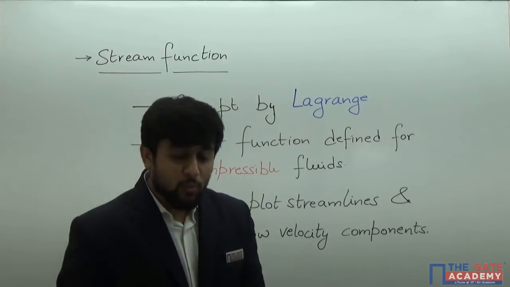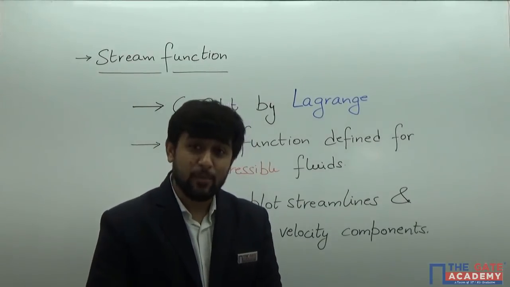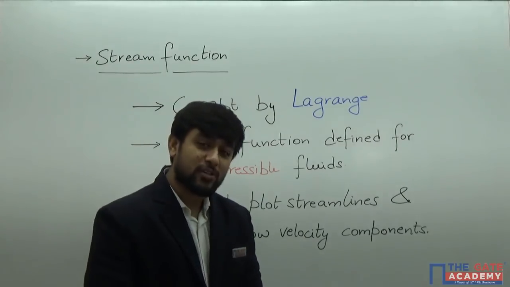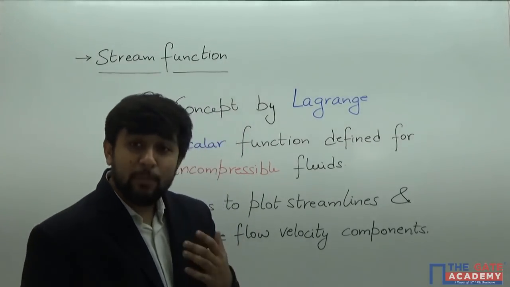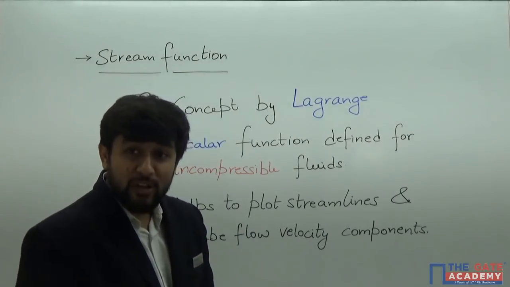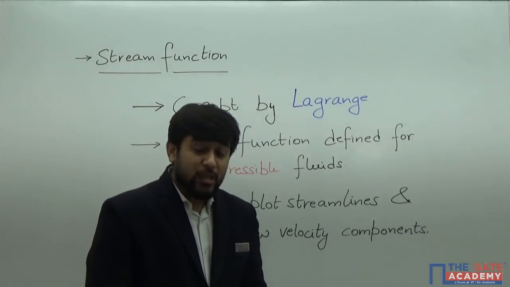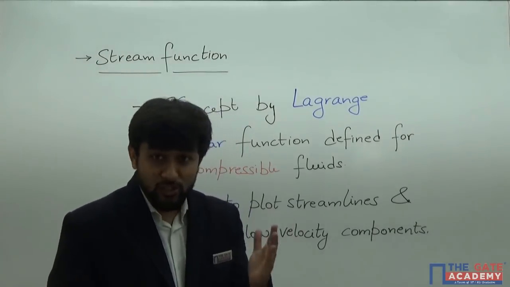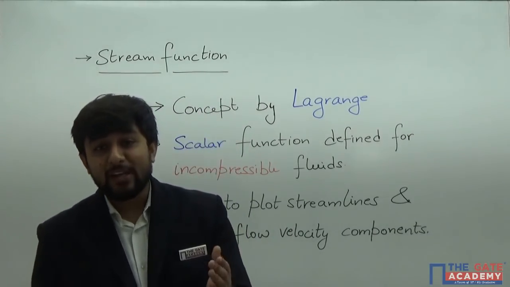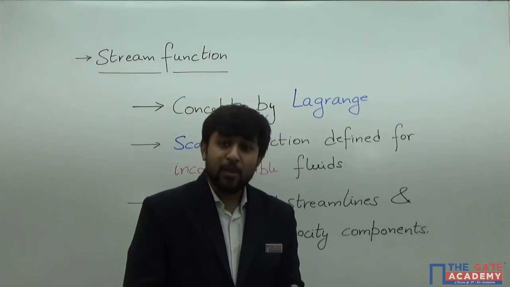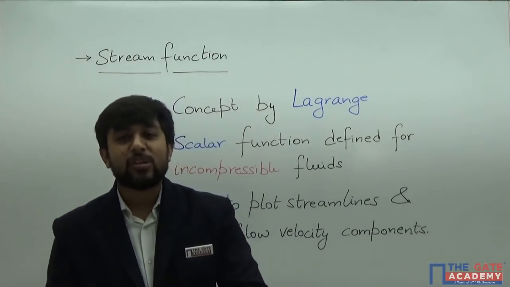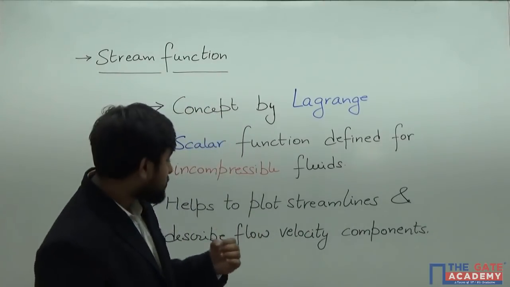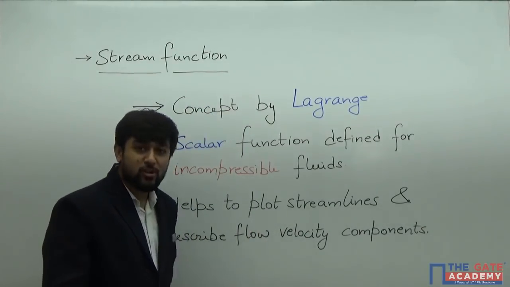And since we are more concerned about GATE examination, we will talk about the Lagrangian definition of the stream function. Now this function can help us plot the streamlines in the flow field, and if you remember, the streamlines are imaginary lines which give us the direction of velocities of different fluid particles at a particular instant of time. Now if the flow is steady, then streamlines also become the path lines, okay? And the stream function also helps us to describe the flow velocity components.